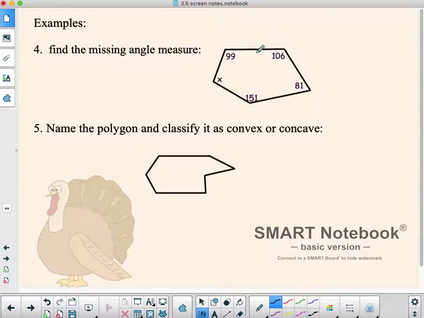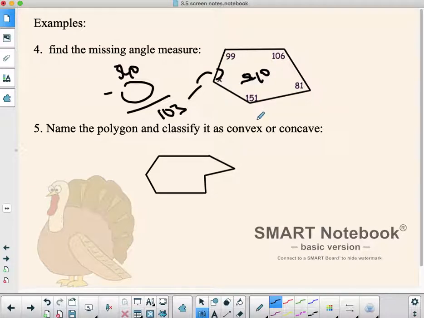Another example, so if I need to find a missing angle measure, I have to know how many sides it has because I have to know what the total would be. Okay, so I count my number of sides. This happens to be 5 sides or a pentagon. So I know that my total from my chart says that the interior angles have to add up to 540 degrees. So I would take 540 and I would subtract off the 99, the 106, the 81, and the 151. I'd subtract those all off. And then whatever's left, which in this case is 103, would have to be this angle measure. This angle would have to be 103. Okay. Sorry, my writing's not very good right now.